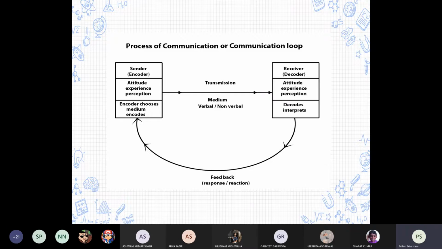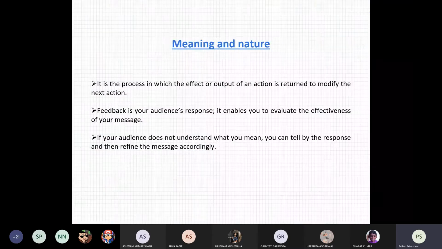You can see that we have two parties here as well. First one is called sender, the other one is called receiver. So what happens when someone sends a message and they receive the reply of that message? This reply, response or reaction, this is called our feedback. And it is very important to understand the effectiveness of the first message which was sent by the sender. And this is what we have written here in the first line. It is the process in which the effect or output of an action is returned to modify the next action.